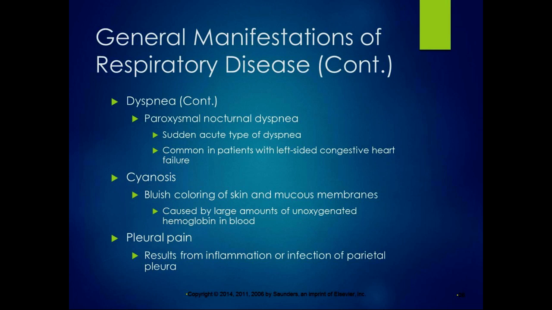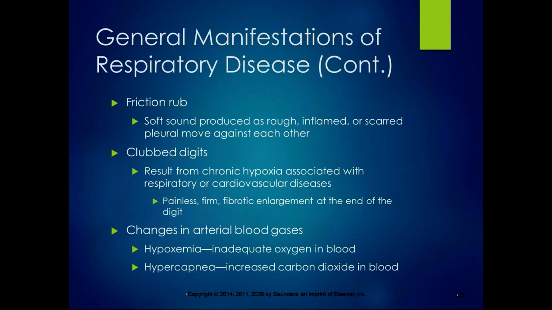Pleural pain results from inflammation or infection of the parietal pleura. Friction rub is a soft sound that you'll hear when you're auscultating with a stethoscope. It's produced by rough, inflamed, or scarred pleura moving against each other.